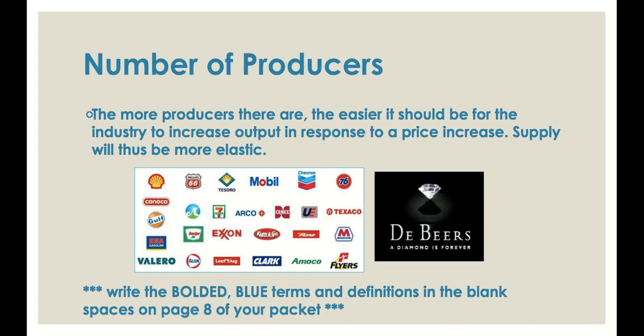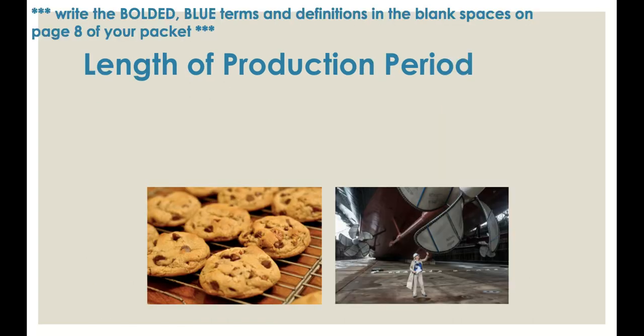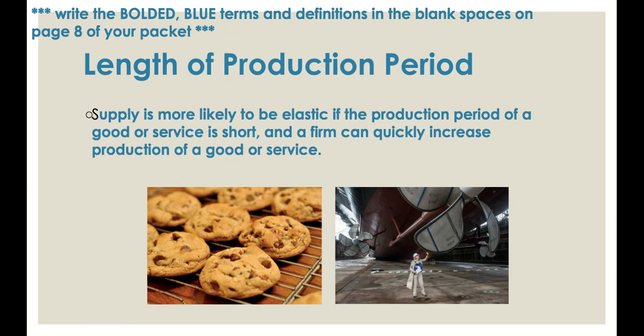And again, make sure you write this down. All right, next one is length of production period. So supply is more likely to be elastic if the production period of a good or service is short and a firm can quickly increase production of a good or service. So this is similar to that sports memorabilia example we saw earlier, right? So it's very easy to increase production of sports memorabilia because the production period is short. It's easy to produce a t-shirt. You can do that in a factory, right?